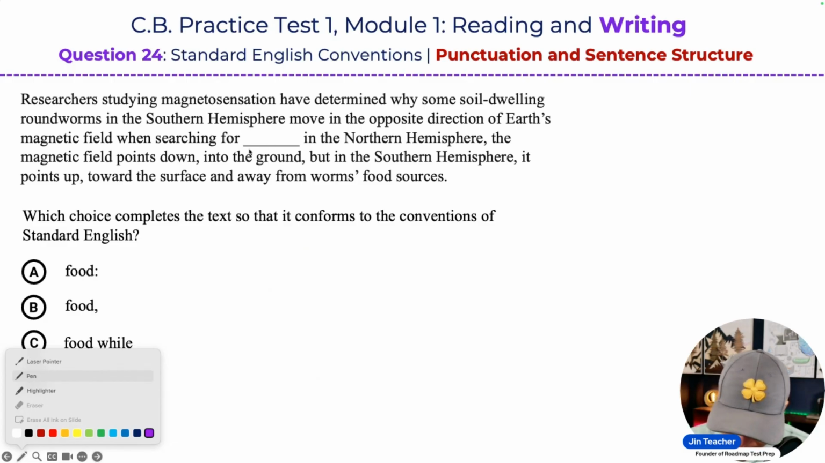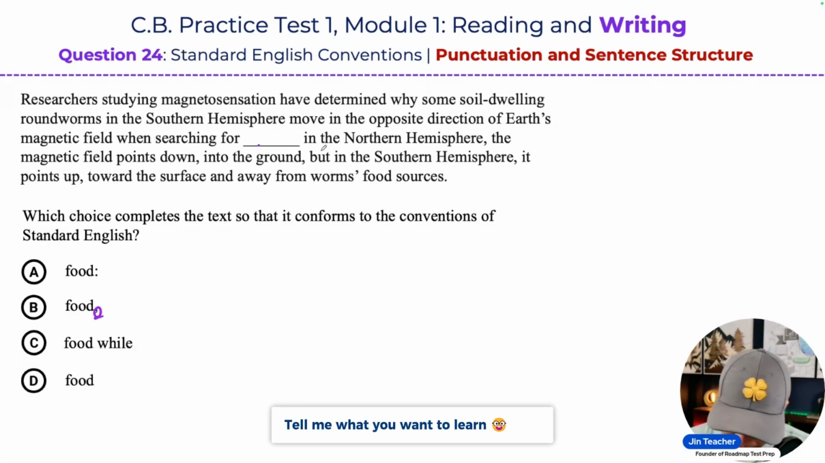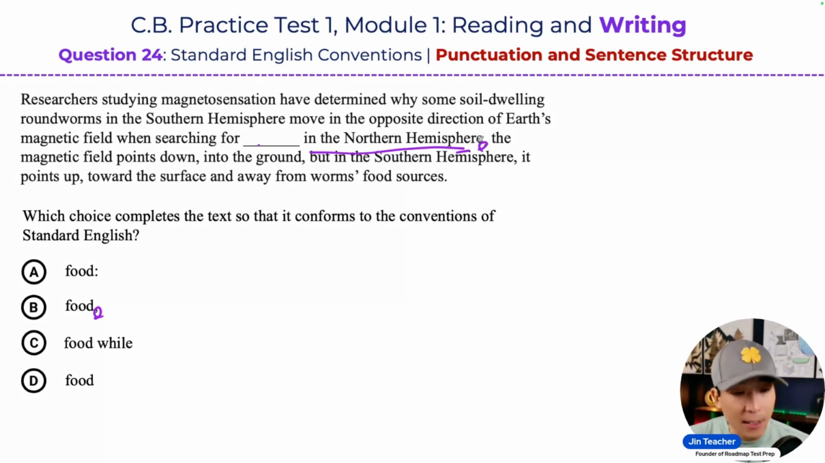All we have is a comma, and then we have in the northern hemisphere, comma. So that's not a grammatical way to separate 2 independent clauses. And so this is where we run into the problem of a run-on sentence, because now this independent clause is separated from the other independent clause by just commas, okay? And that's something that you want to avoid.